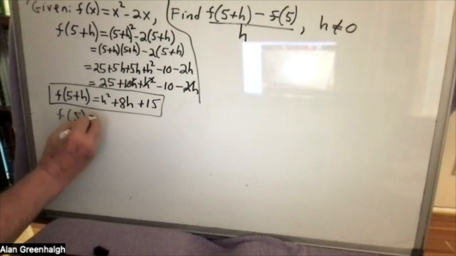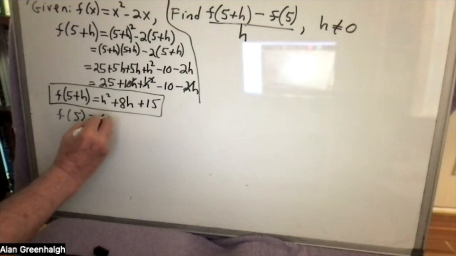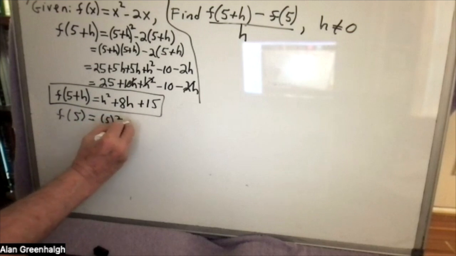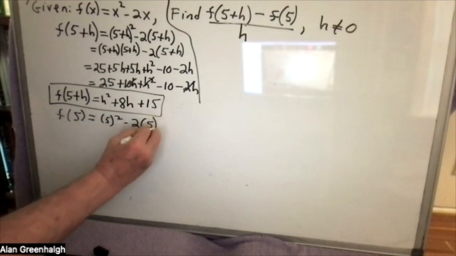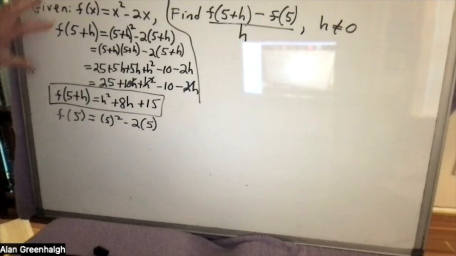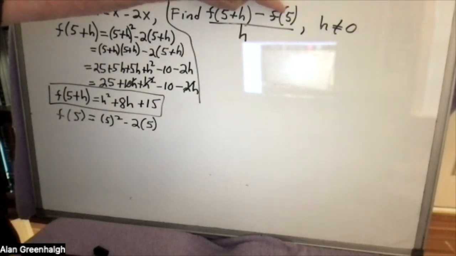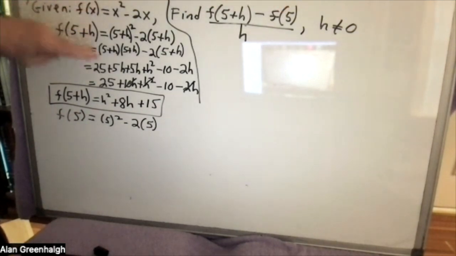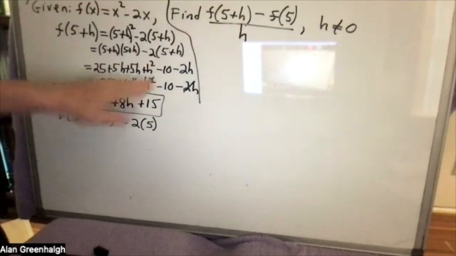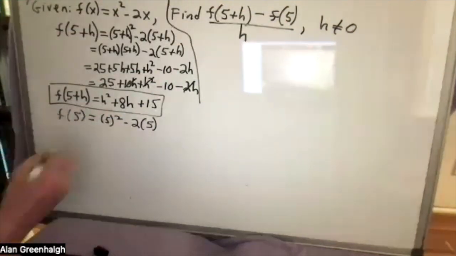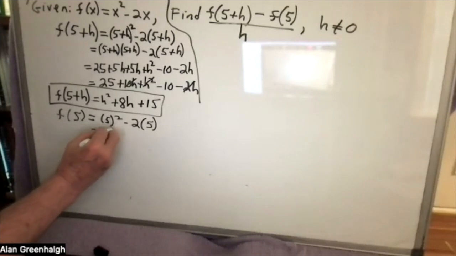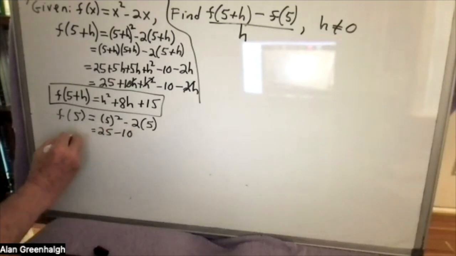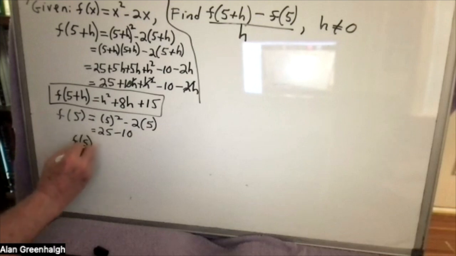F of 5 equals 5 squared minus 2 times 5. Okay, so again, I start with the original function. And I substitute, it's f of 5, it's not f of 5 plus h, we did that already. But now it's that, and that's gonna equal 25 minus 10. F of 5 is equal to 15.